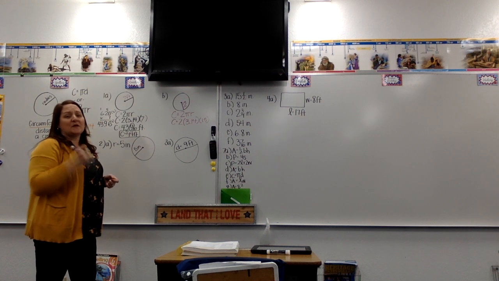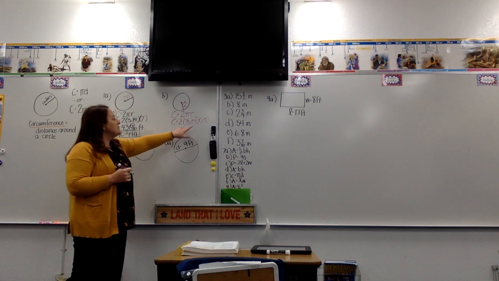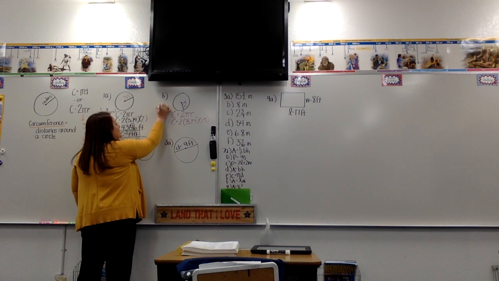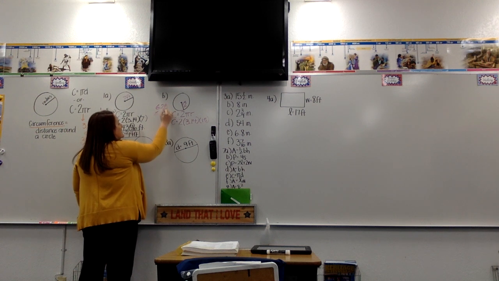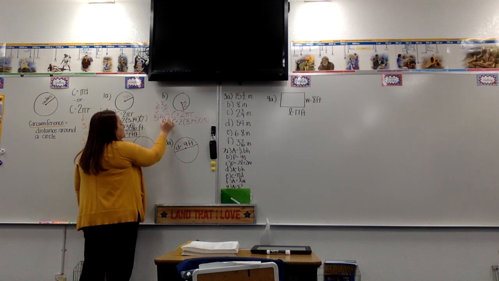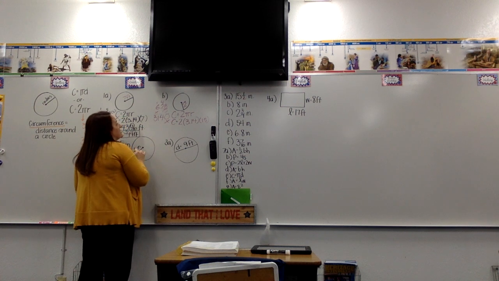Pi is 3.14 times 2 is 6.28 times my radius, which is 15 feet. So I'm going to come over here, 6.28 times 15. 8 times 5 is 40. 5 times 2 is 10 plus 4 is 14. 1 times 5 is 5, plus 1 is 6. 6 times 5, put an X.